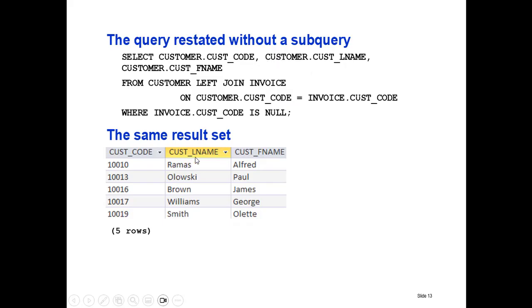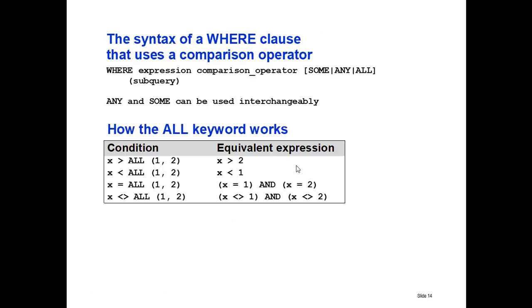Here is that query that returns the same result set using a left outer join and using the IS NULL. The subquery is easier to write.